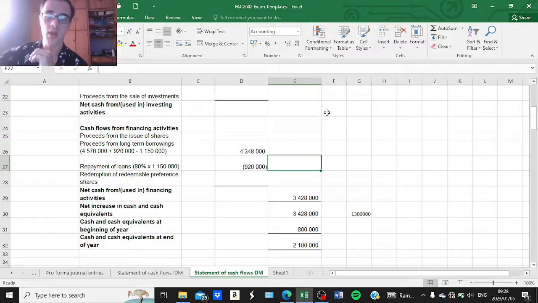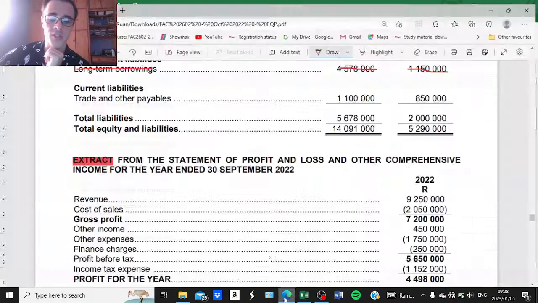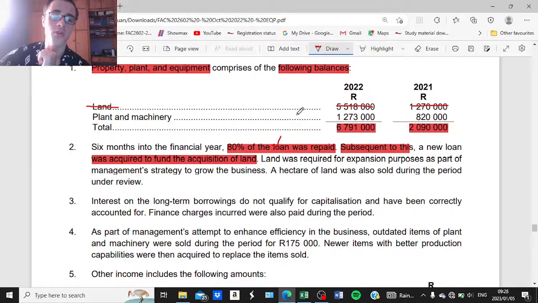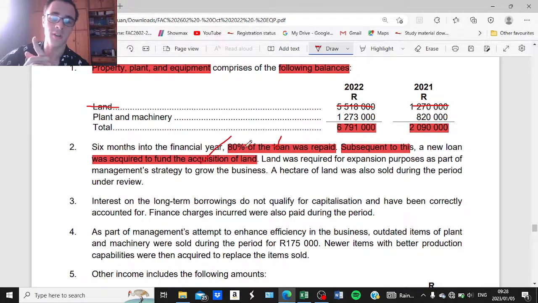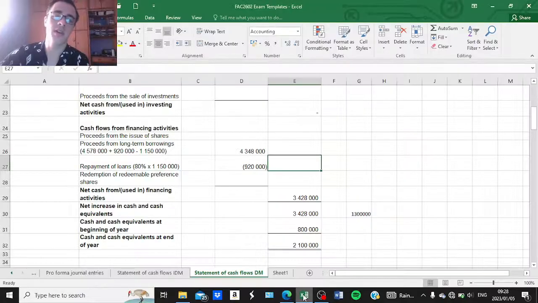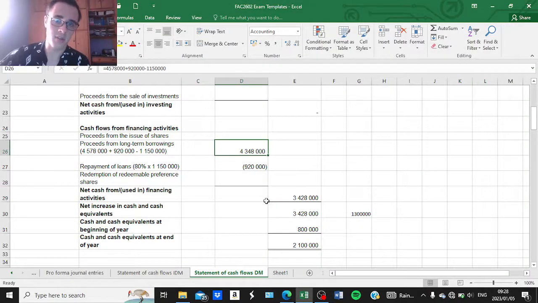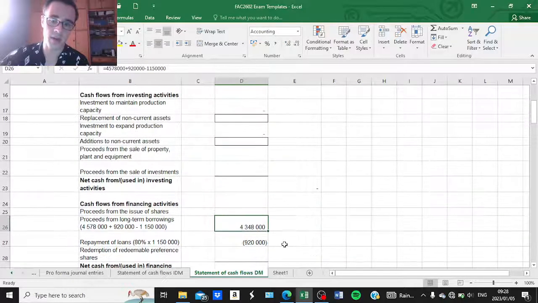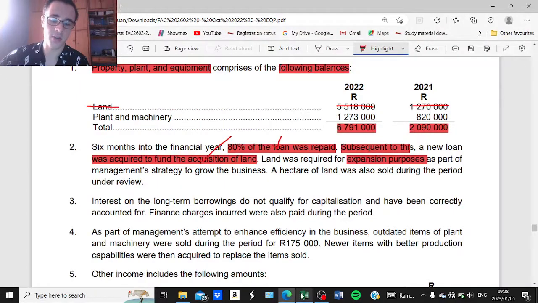Okay. Now, from additional information point 2, we know that we have used the new loan in order to fund the acquisition of land. And this additional land was required for expansion purposes as part of the management strategy to grow the business. So in other words, we have used this amount in order to acquire additional land for expansion purposes. So this is the value of additional land acquired.